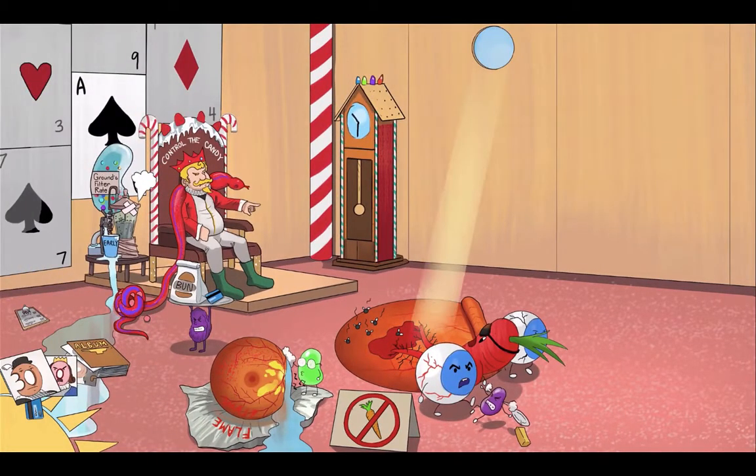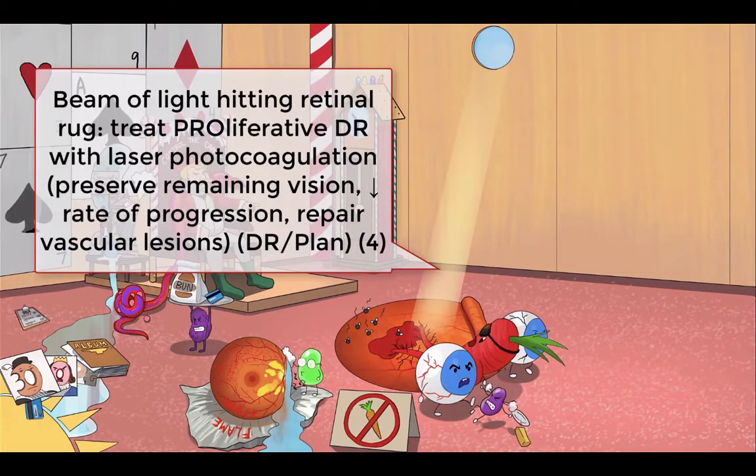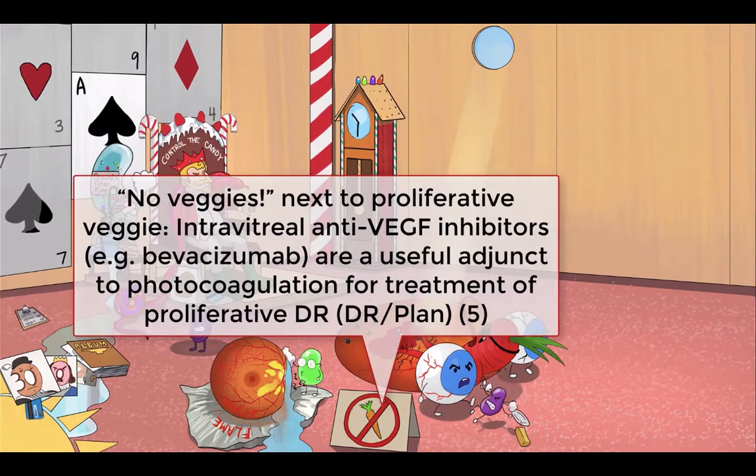For patients with proliferative retinopathy, laser photocoagulation is the treatment of choice. It preserves remaining vision, reduces the rate of progression, and can be used to repair vascular lesions. Intravitreal VEGF inhibitors, like bevacizumab, are also used. They have been shown to reduce the risk of vision loss in patients with proliferative disease.